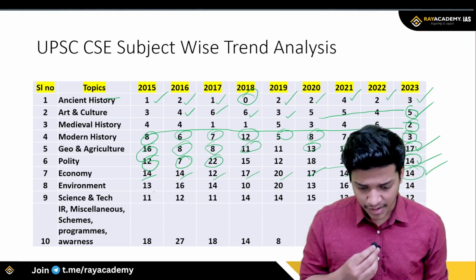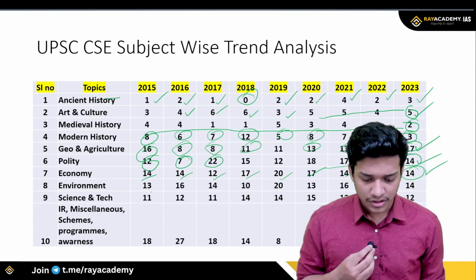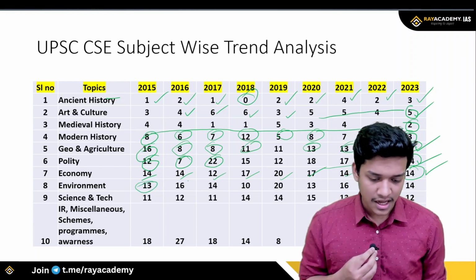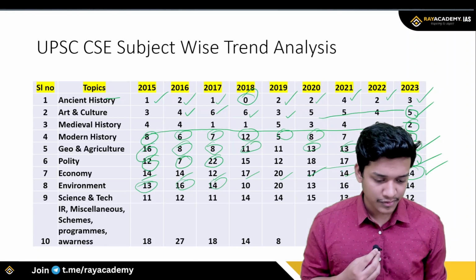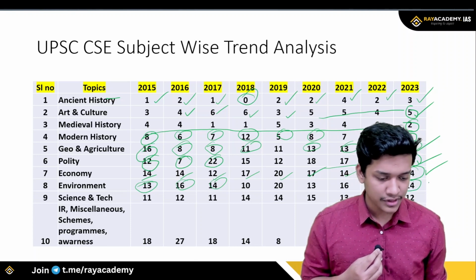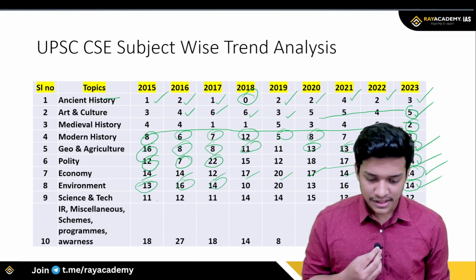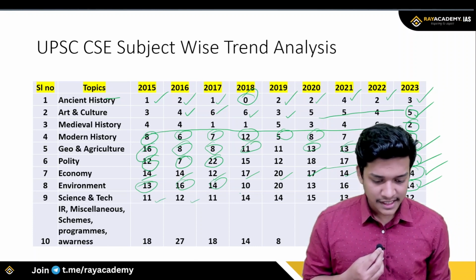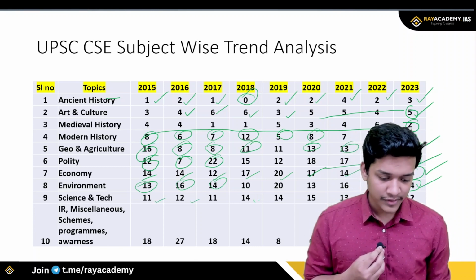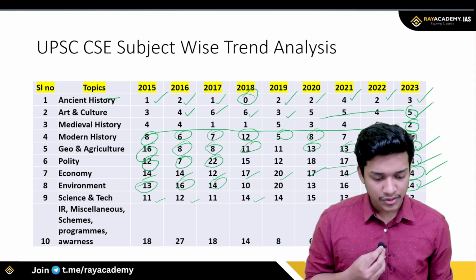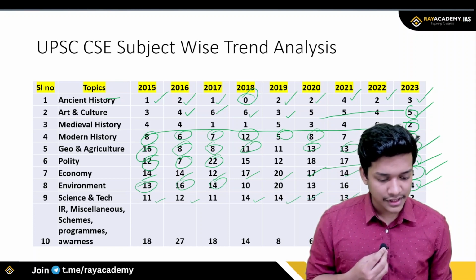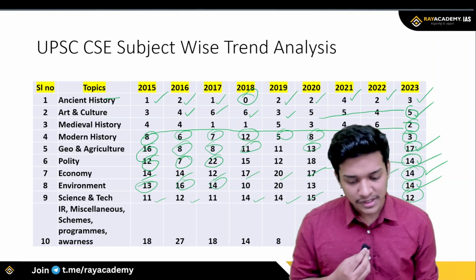Then you can see environment questions, it is also an important subject and has a high number of questions. You can see from this chart. And in the latest exam 2023 there were 14 questions. And science and tech, you can see it also has an increasing trend and a lot of questions are coming from this part. So you can see 14 questions, 15 questions, 13, and in the latest exam there were 12 questions. And the last part is the IR and miscellaneous part.